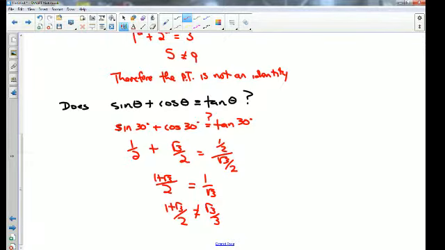And you'd say, therefore, this is not an identity. Okay. Do you guys know the symbol for therefore? Up here I wrote therefore. If you write three little dots, that in math talk is therefore. So I could say therefore sine theta plus cosine theta does not equal tan theta.